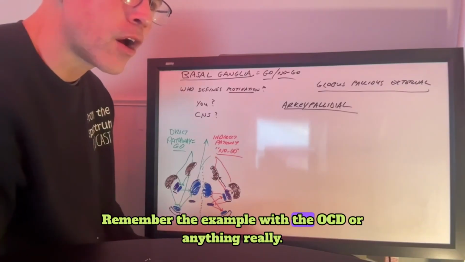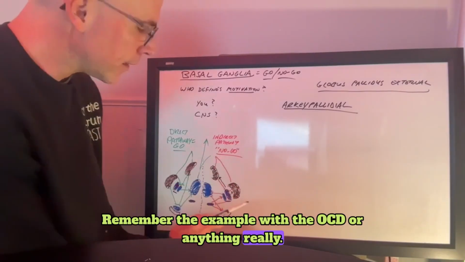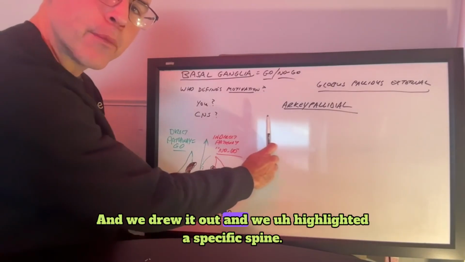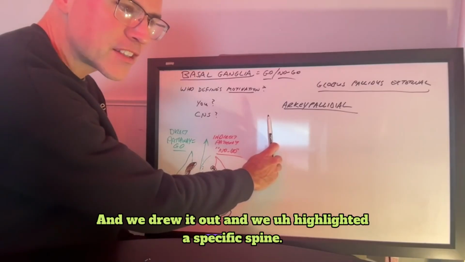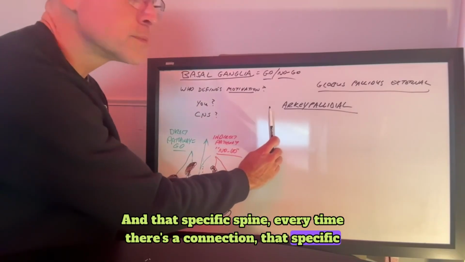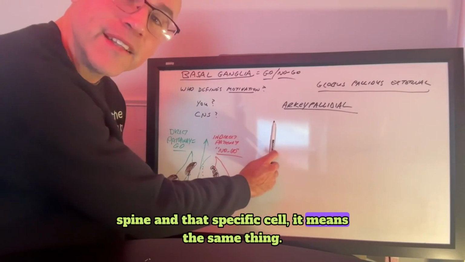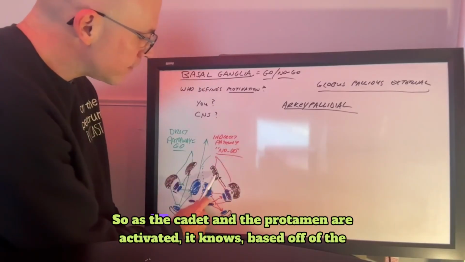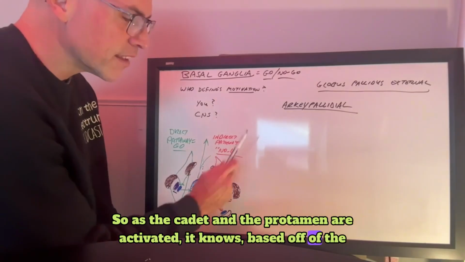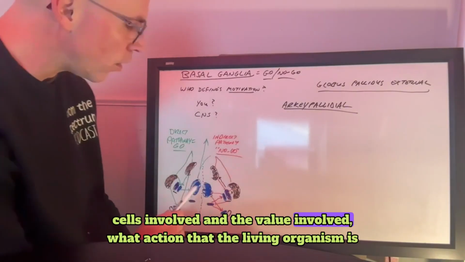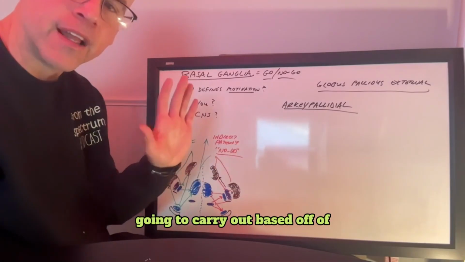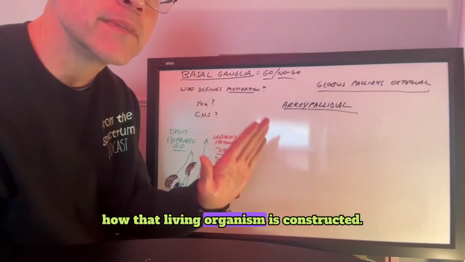Remember the example with the OCD or anything really. We extracted a specific cell from here and we drew it out and we highlighted a specific spine, and that specific spine, every time there's a connection, that specific spine in that specific cell, it means the same thing. So as the caudate and the putamen are activated, it knows, based off of the cells involved and the value involved, what action the living organism is going to carry out based off of how that living organism is constructed.